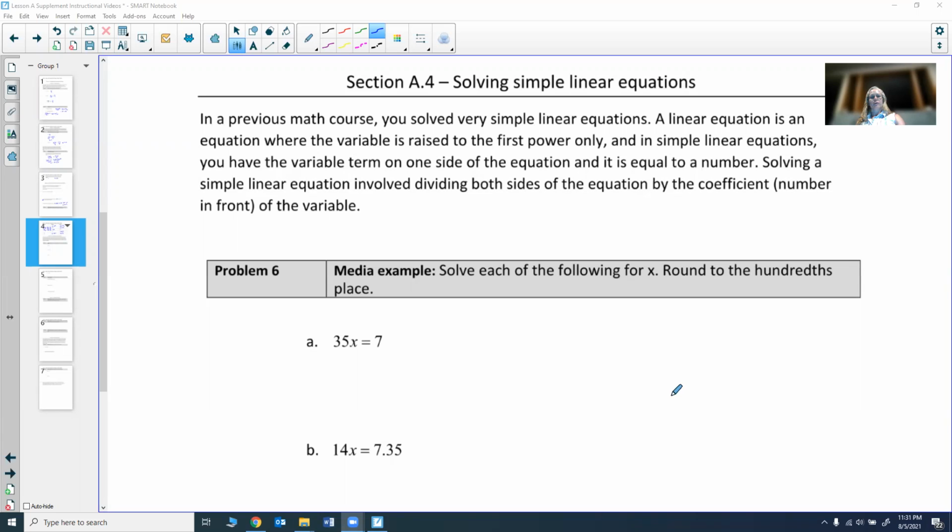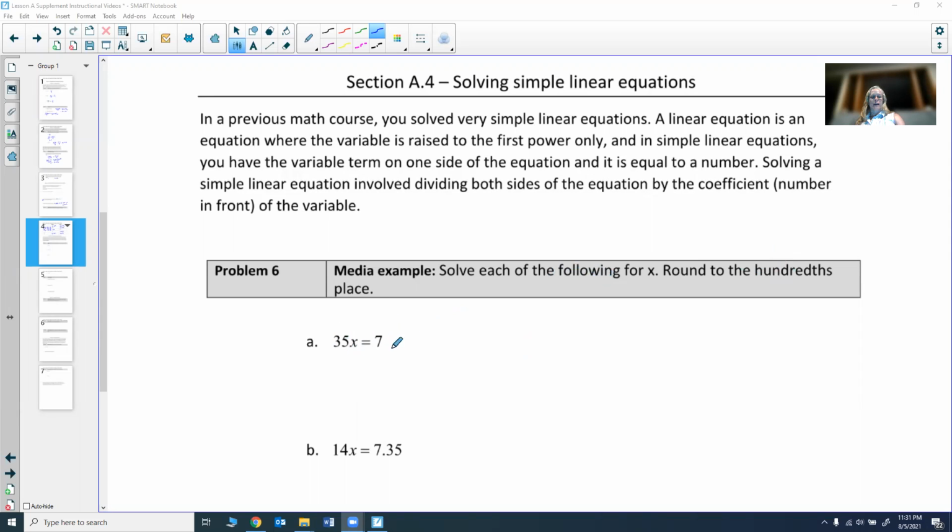And in a simple linear equation, you're going to have a variable term on one side, and it's going to equal a number on the other side. Solving the simple linear equation just involves dividing both sides by the coefficient, or that number in front of the variable. So let's try some problems. Solve each of the following for x, rounding to the hundredths place this time if we need to.